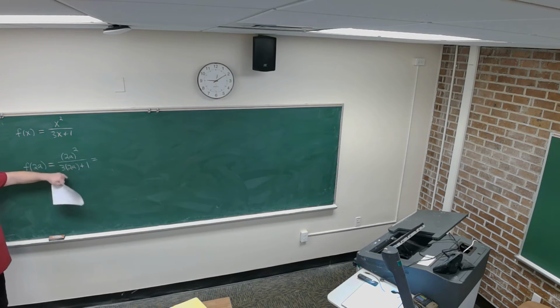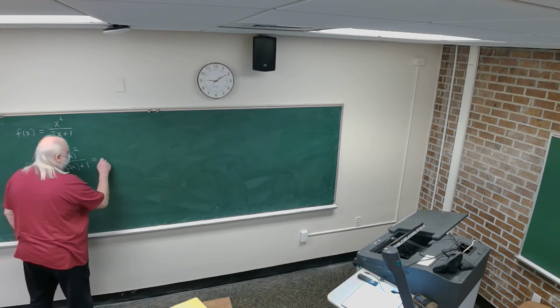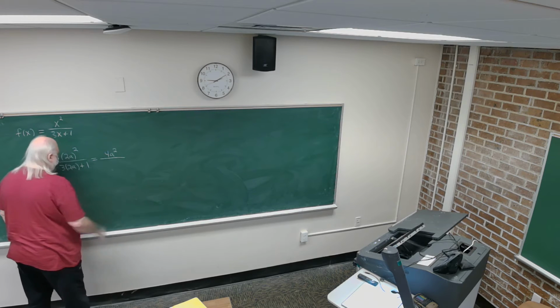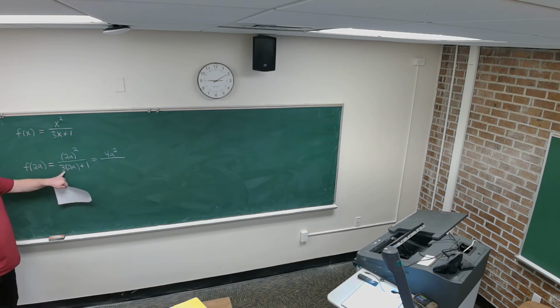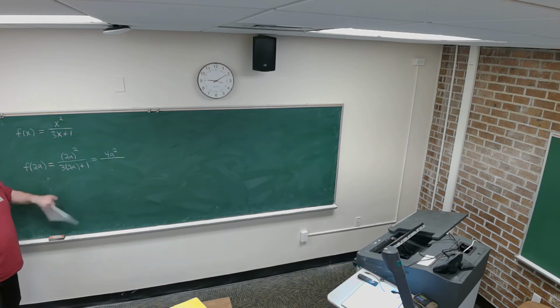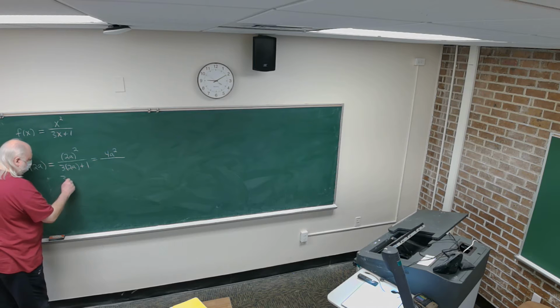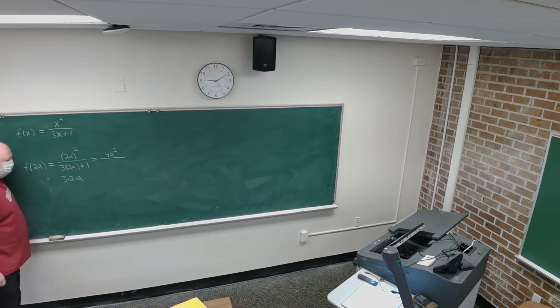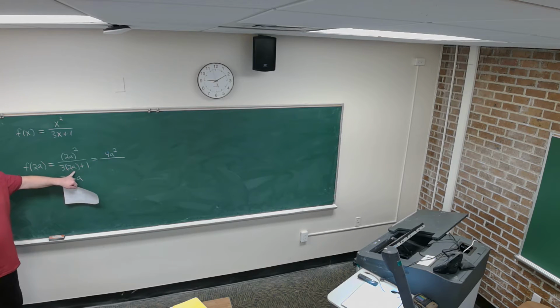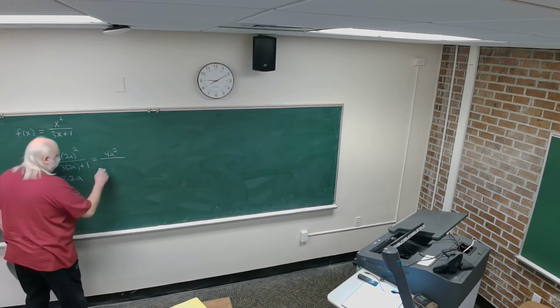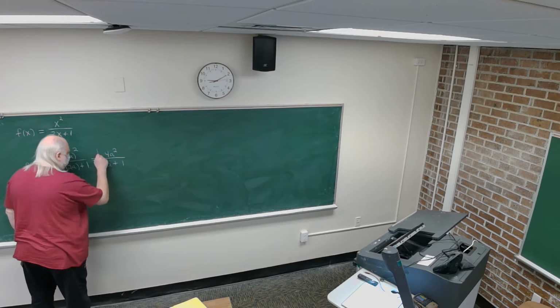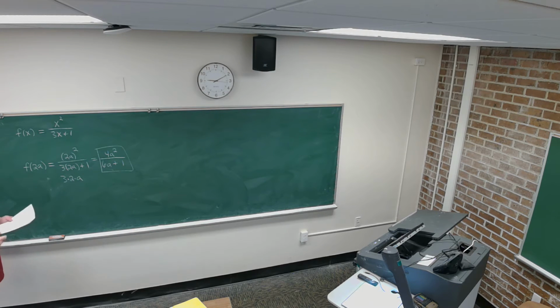So 2a squared, rules of exponents, is equal to 2 squared times a squared, which is 4a squared. And then you don't distribute the 3. This is equivalent to 3 times 2 times a. You only distribute if there's a plus or a minus in there, right? If you're adding or subtracting terms. And we're not adding or subtracting terms inside parentheses, we're just multiplying. So this is 3 times 2 times a, which is 6a. 6a plus 1. Okay?